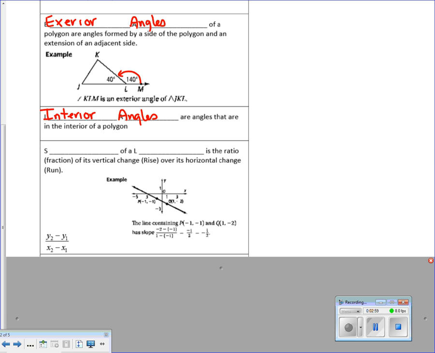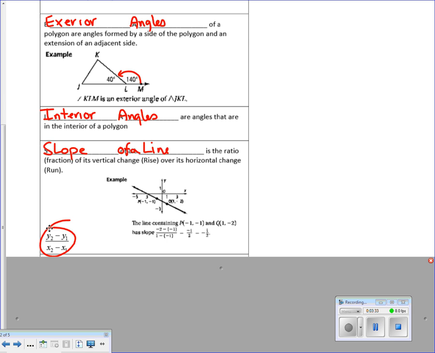Okay, blank of a blank is the ratio or fraction of its vertical change, rise, over its horizontal change, run. Now hopefully just those two key words, rise and run, have clued you in what this is. All right, the slope of a line is the ratio or fraction, right? So we have kind of the ratio down here, y with a little 2 down at the bottom minus y with a little 1 down. Don't put it up high because that represents exponents. These are subscripts.